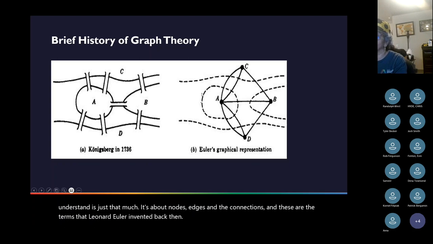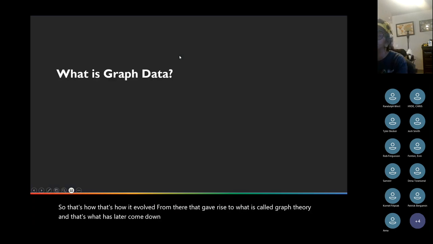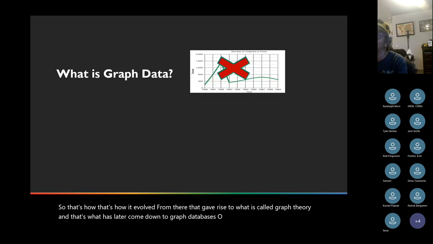So that's how it evolved. From there, that gave rise to what is called graph theory, and that's what has later come down to graph databases. So what exactly do we mean by graph data?